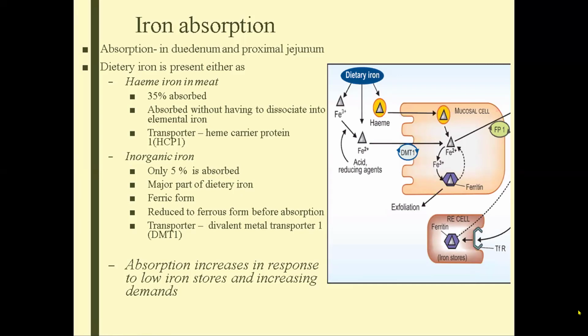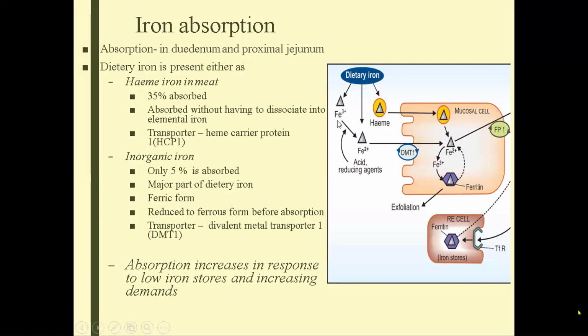Now, heme iron is absorbed without having to dissociate into elemental iron, right? You can see in the picture, it's very clear. This is the heme iron, right? It gets directly absorbed into the mucosal cells, the GI mucosal cells, all right? Whereas this is the inorganic iron present in the diet.